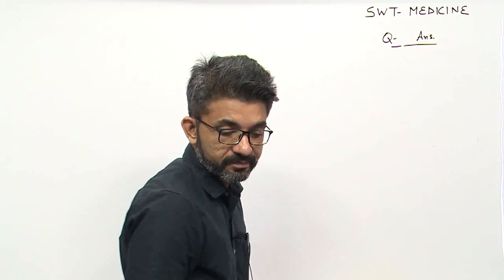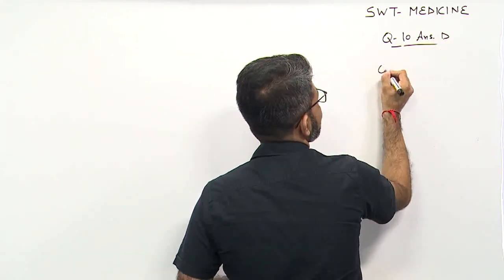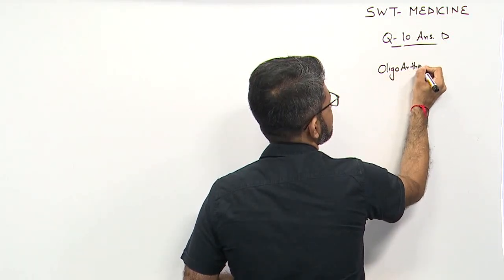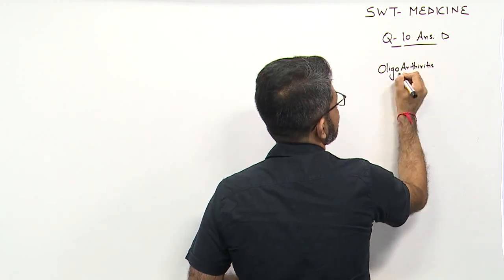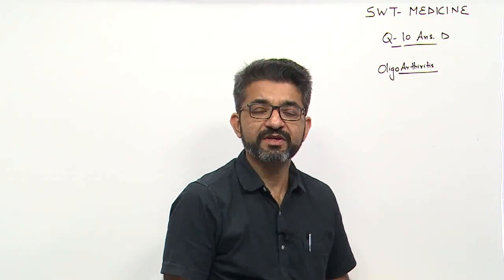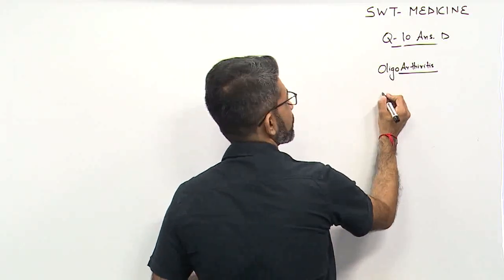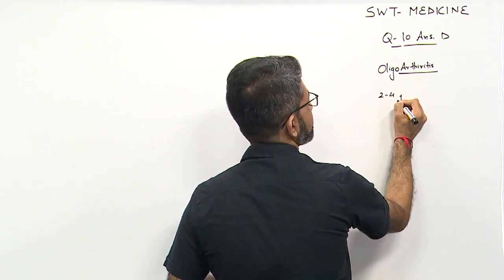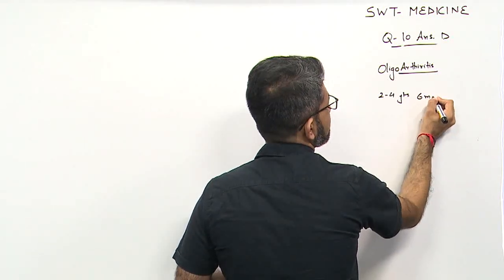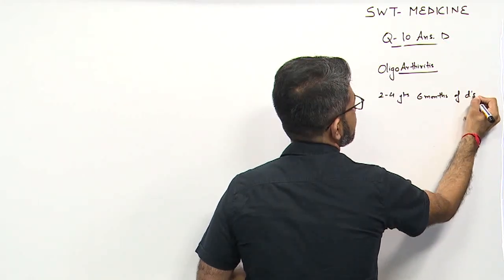Question number 10, answer is D. It is regarding oligoarthritis, because the differential in this question is basically between two, that is allergic bronchopulmonary aspergillosis and Wegener's granulomatosis. Now, oligoarthritis is involvement of 2 to 4 joints within 6 months of disease onset.